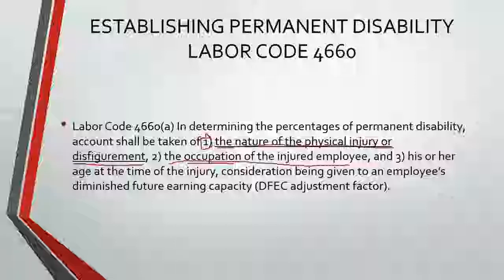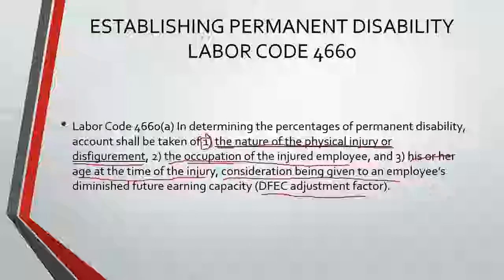The third thing is the examinee's age at the time of the injury, so that younger injured workers are afforded higher permanent impairment ratings because they have longer and more working years ahead of them than do older or aged workers. And then finally, there's a consideration being given to an employee's diminished future earning capacity. And this is accomplished through the use of a diminished future earning capacity adjustment factor, which is a multiplication factor.